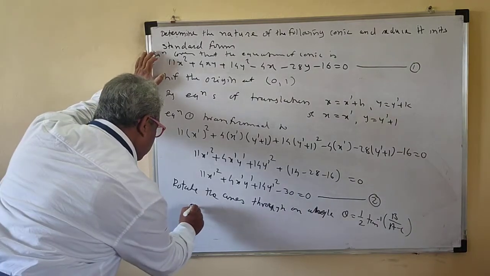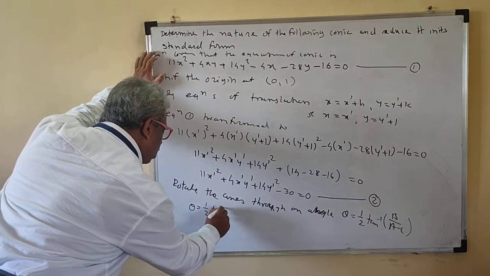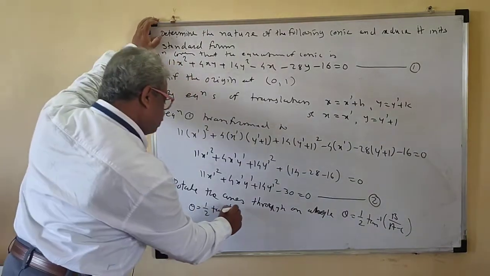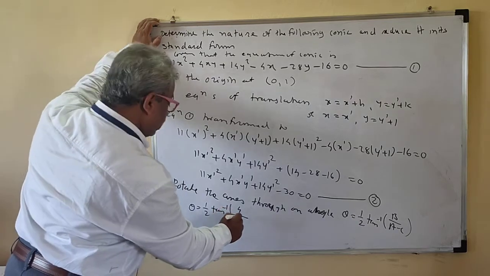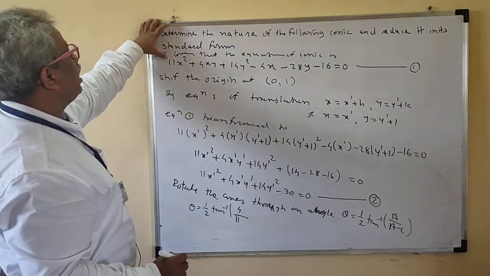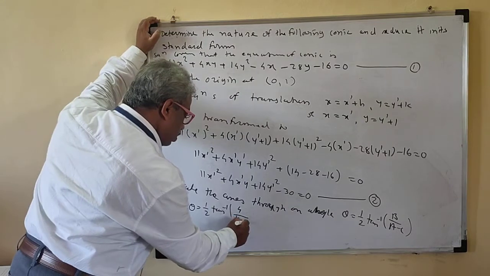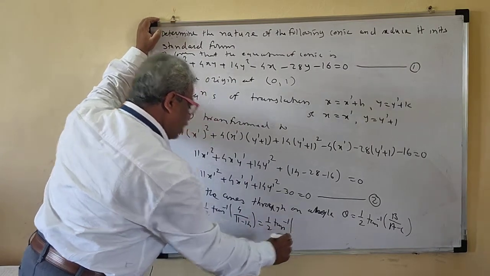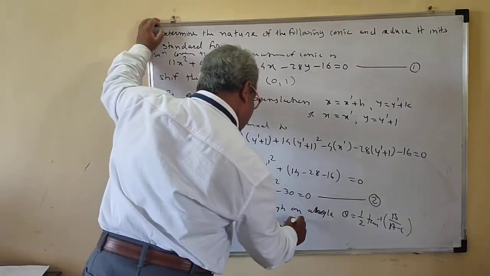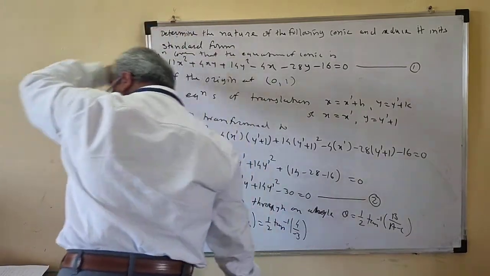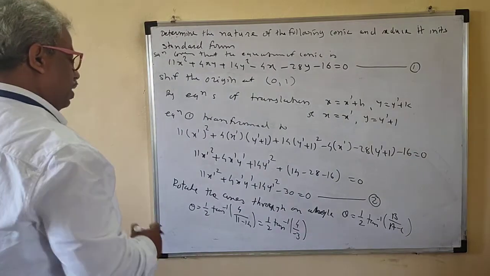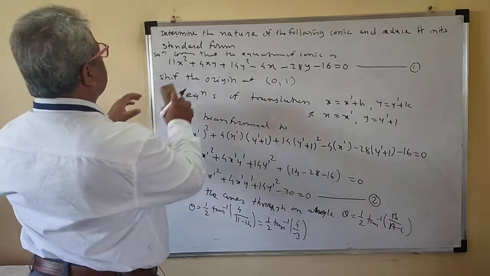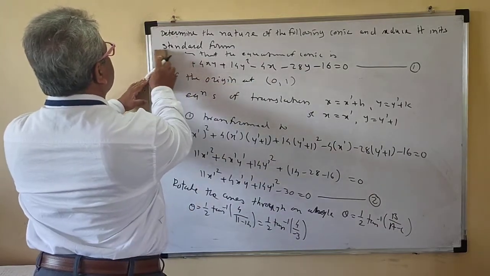So theta is equal to 1/2 tan inverse of b upon a minus c. Here b is 4, a is 11, and c is 14, so a minus c is minus 3. So this is 1/2 tan inverse of 4 by minus 3. I want this equation, and I don't want the other equation now.